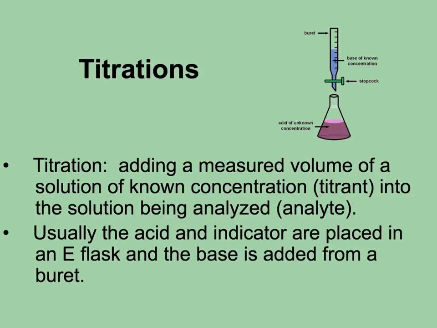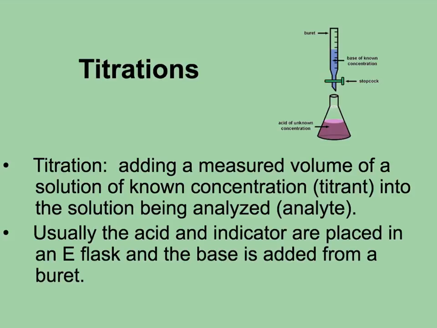Now, usually, I'd say 90 or 95% of the time, not 100% of the time, the acid goes in an Erlenmeyer flask. We use an Erlenmeyer flask so that we can swirl it easily without it splashing outside. So a beaker would not be very good for a titration. Usually with the acid, we also add an indicator. We just talked about indicators yesterday, so there are a variety of different indicators. Some turn just from one color to another. Some turn all the colors of the rainbow.